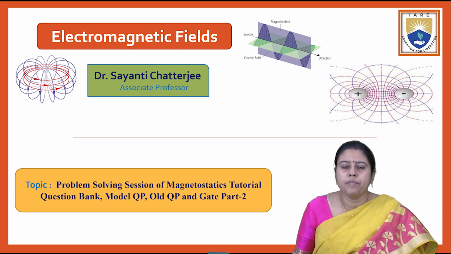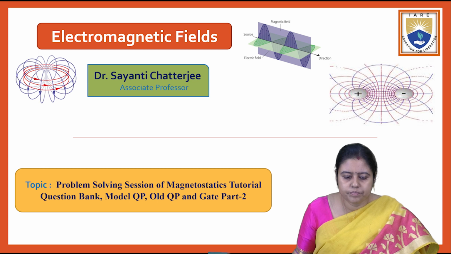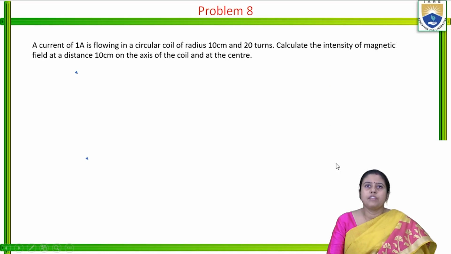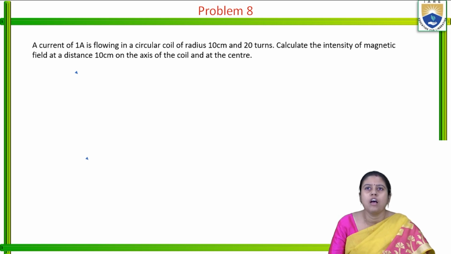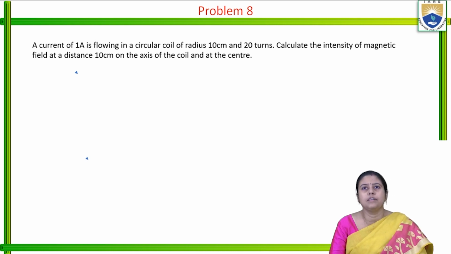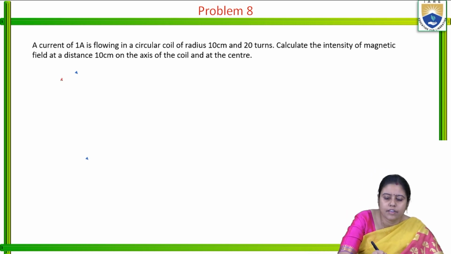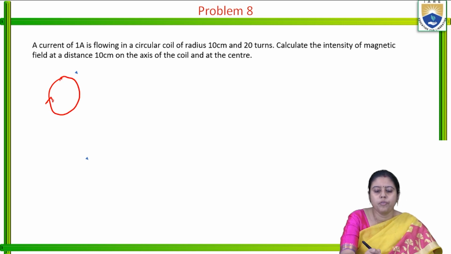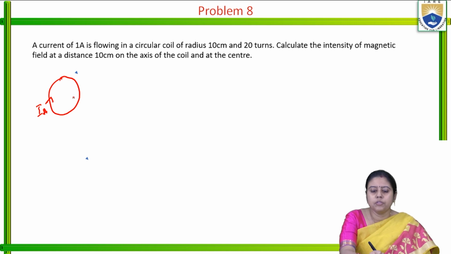Today's first problem we will discuss from problem number 8. A current of 1 ampere is flowing in a circular coil of radius 10 cm and 20 turns. Calculate the intensity of the magnetic field at a distance of 10 centimeters on the axis of the coil and at the center. So there is a circular path where current is flowing, 1 ampere, the radius is 10 centimeters, and the number of turns is 20.